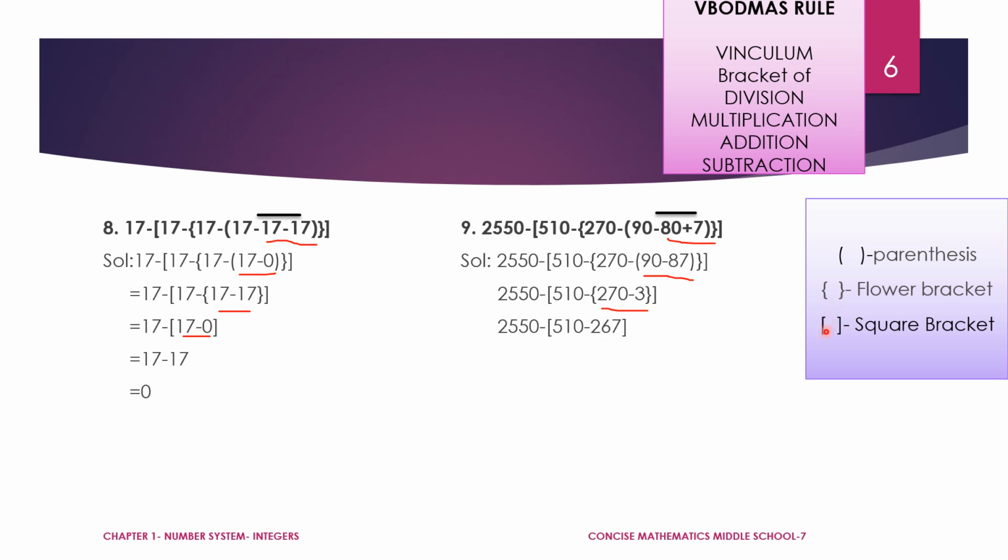Now the next preference is the square bracket. Even in the square bracket, you need to check for division, multiplication, addition and subtraction. Only subtraction is there, so I am going to subtract these two integers, and what you get is 2550 minus 243. Now you can just subtract both and you get 2307. Let's move on to the next.